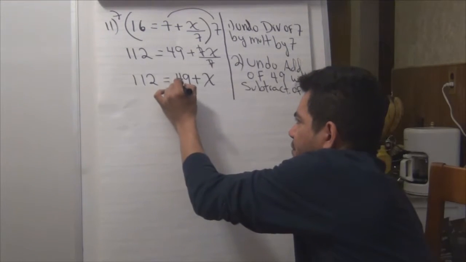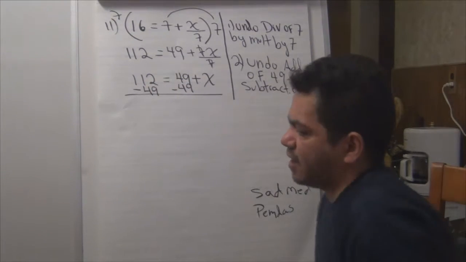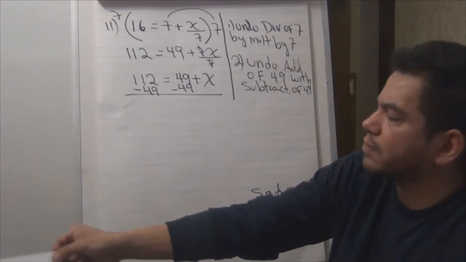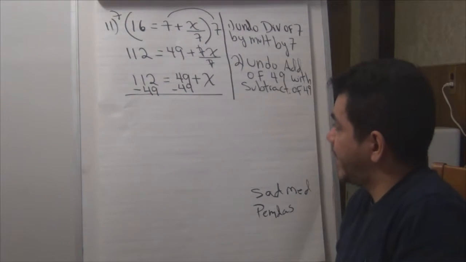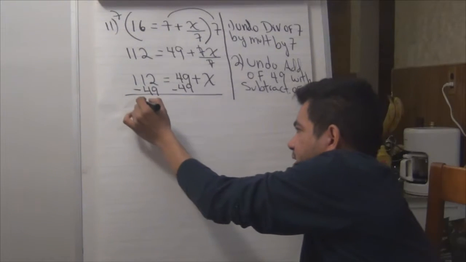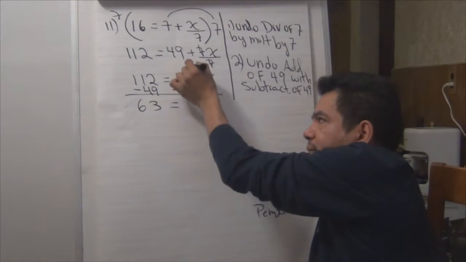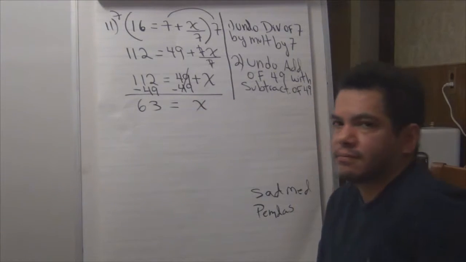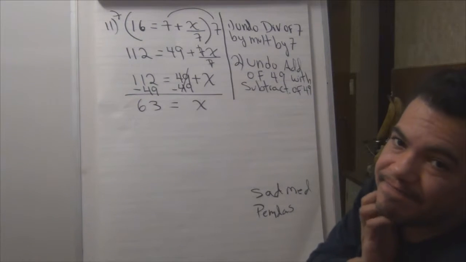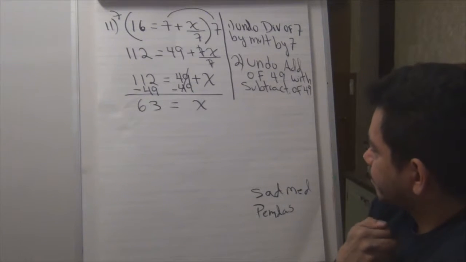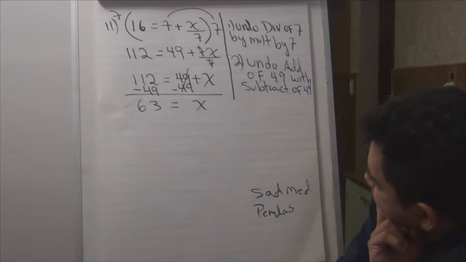Alright, so I'm going to subtract 49 from both sides. Because what you do to one side, you got to do to the other. Okay, so what do we have? We have that 112 minus 49 is, I think, 63. Yes. 49 minus 49, leaving you with x. See that? It gets a little more complicated, right? Yeah, I know. Okie dokie. So now, what else?